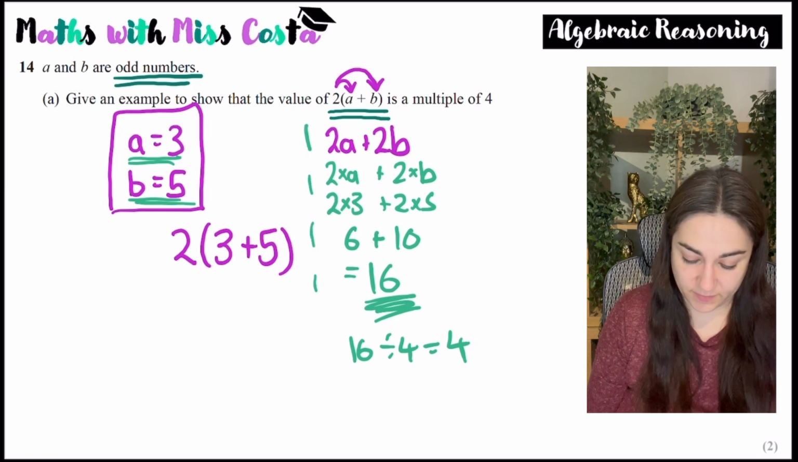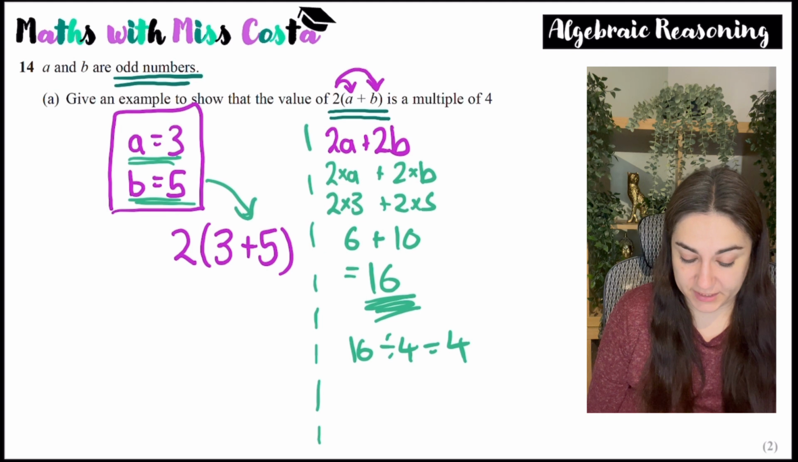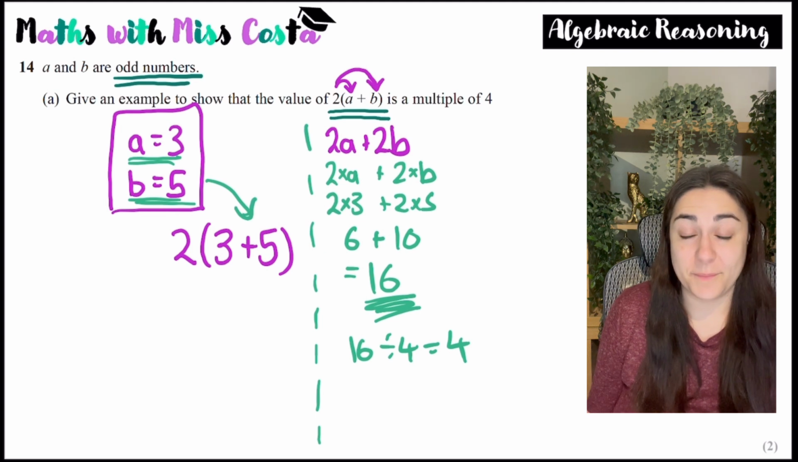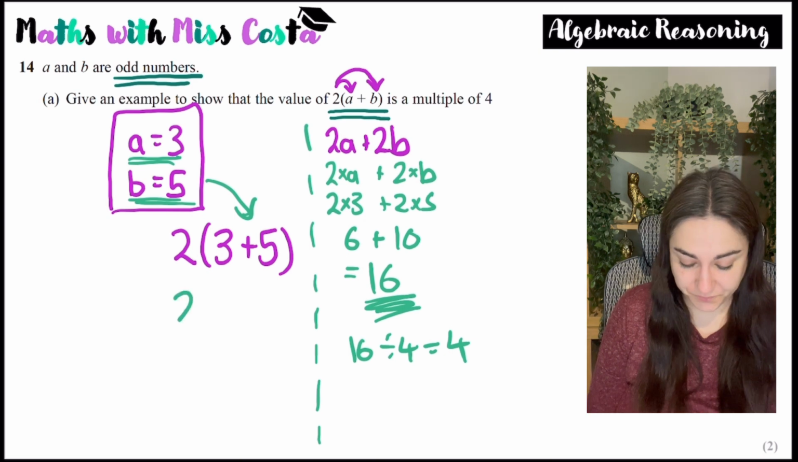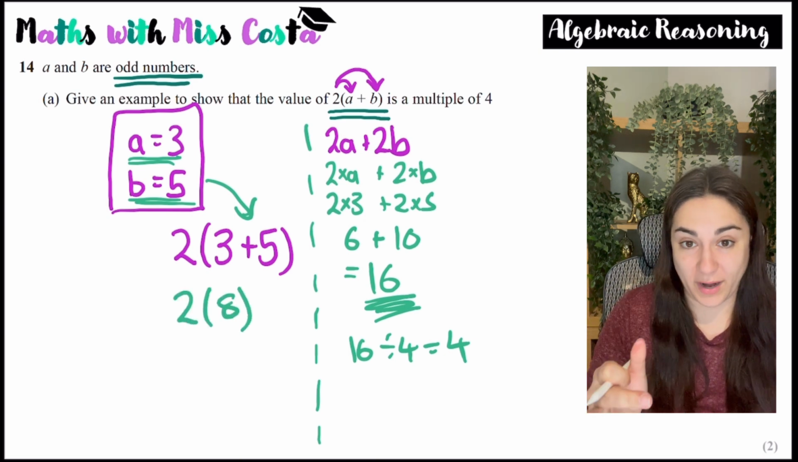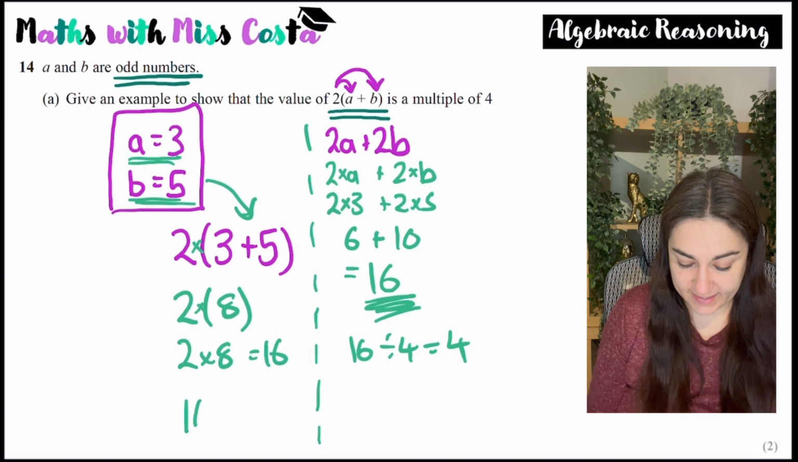Your second way of doing it is if you want to just substitute them into the brackets first of all, and then using BIDMAS, we know we do whatever's in the brackets first. So 3 plus 5 is 8. And when we've got brackets, it means whatever is on the outside we multiply. So 2 times 8 is 16. And once again, 16 divided by 4 is 4.